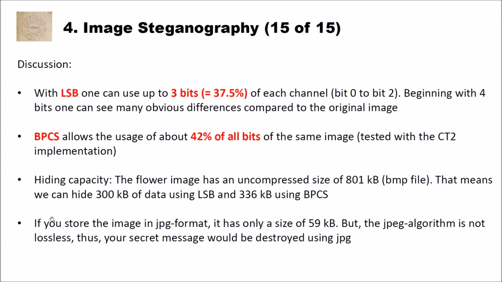And now if you store the same image in a JPEG format, it has only a size of about 59 kilobyte. But the problem here would be that the JPEG algorithm is not lossless. That means that your secret message would be destroyed using JPEG. So when you want to use image steganography in CT2 or image steganography in general, you should use a format that has a lossless compression. An example for this would be the PNG file format.